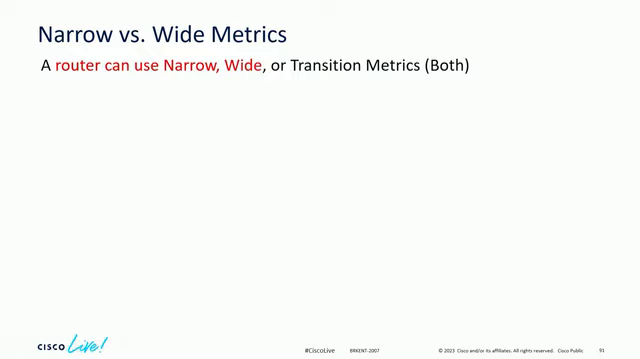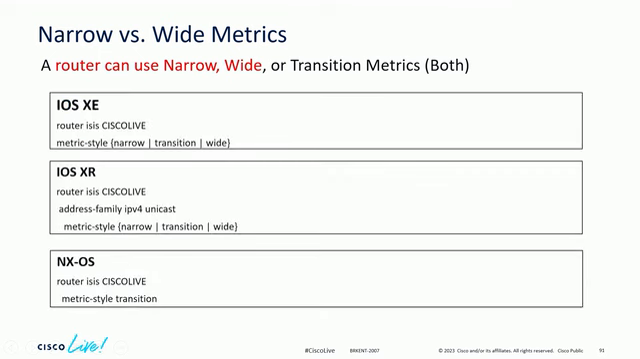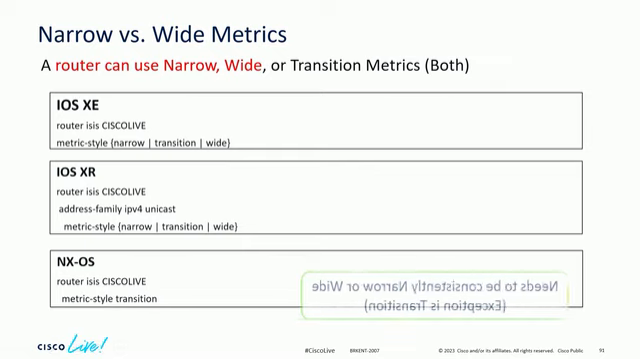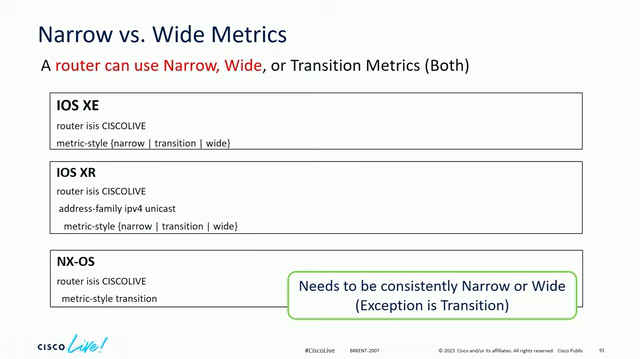You could set it to use narrow only, wide only, or transition, which is both. This is what you'd want to do if you've got a mix. Start with transition, get everything on transition, and then convert to wide. And there's the command you'd use: metric-style narrow, transition, wide. You can see the appropriate style it's going to go into. Note, NXOS only really allows transition.